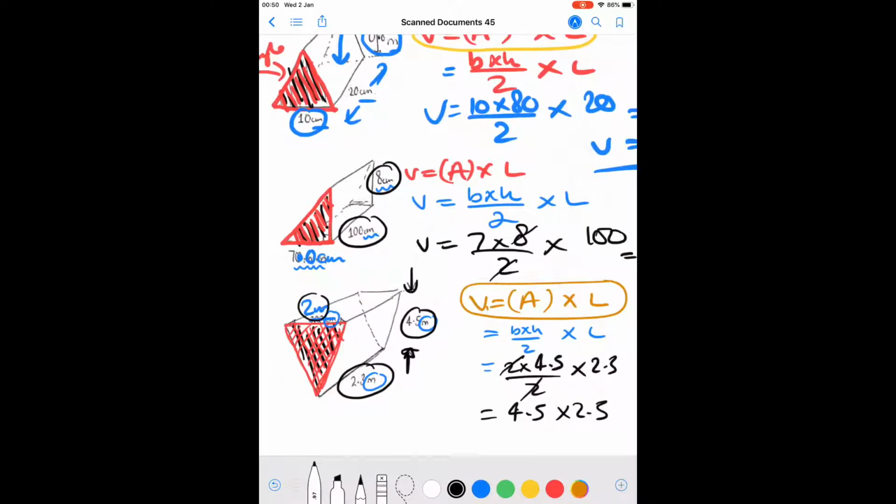And again, I'm running out of space here on this particular page to do that calculation, so I'm just going to quickly do it off the screen and see what we get for that. So we have 4.5 times by 2.3, and that gives us an answer of 10.35. Meters cubed now, because all the units are in meters.